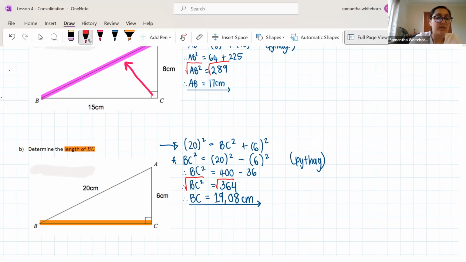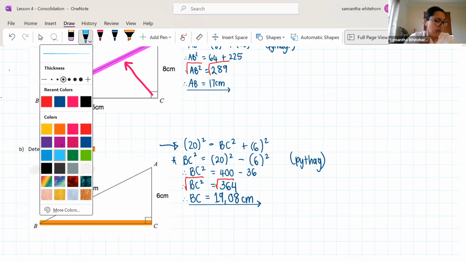Just very quickly, in case anyone's not too sure of the rounding, I'm going to sneeze again. Oh, sorry, guys. Oh, okay. The rounding.